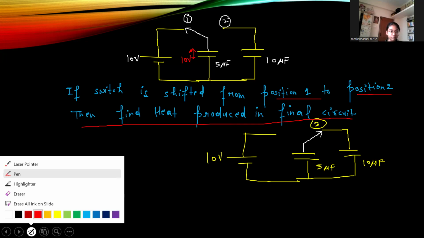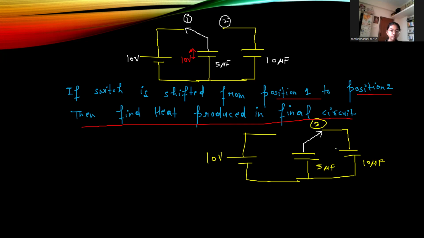Clear? Yes, sir. Next, once you connect with 10 microfarad, what is going to happen? First, this 5 microfarad is going to charge. This is uncharged, which means here the potential is 0. Initially, here the potential is 10 volt. Once you connect this 5 microfarad with 10 microfarad, there is a transfer of charge, and after a certain time, they will achieve a common potential.